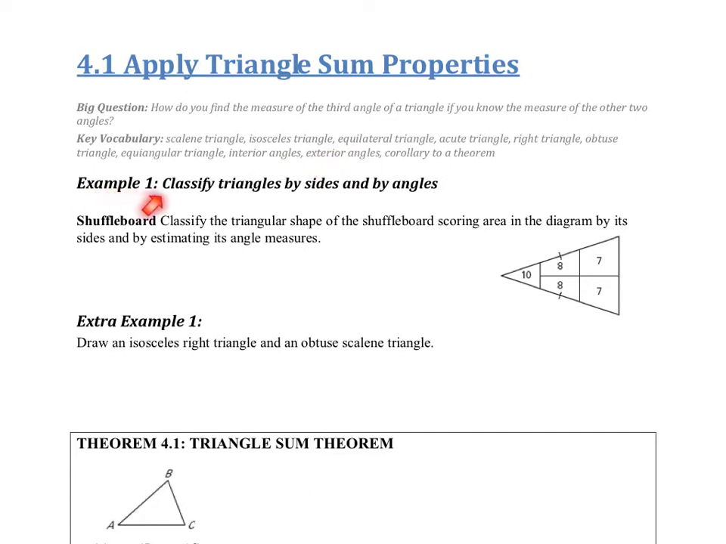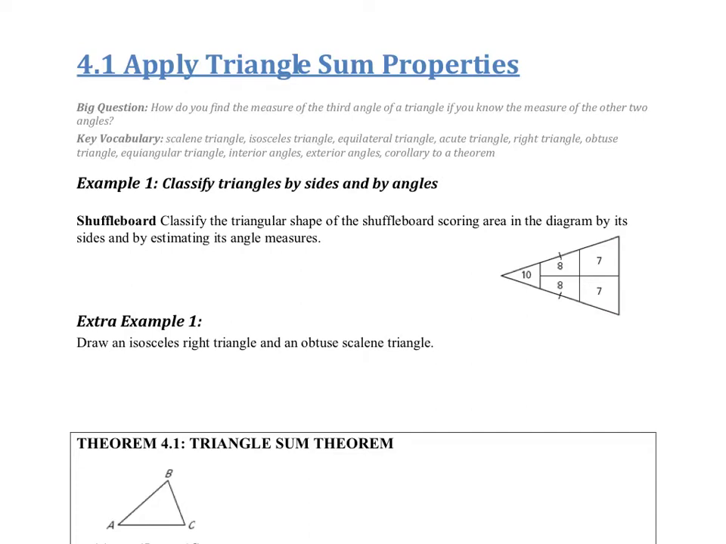So let's do example 1, classify triangles by side and angles. It's talking about a shuffleboard court here. Classify the triangular shape of the shuffleboard scoring area in the diagram by its sides and by estimating its angle measures. So here's my triangle.